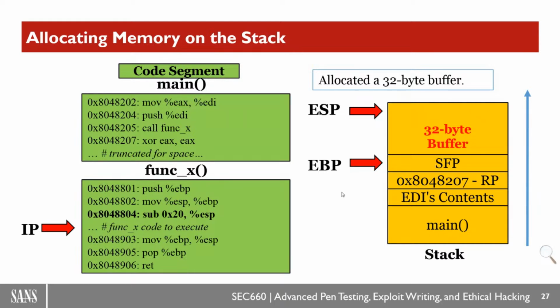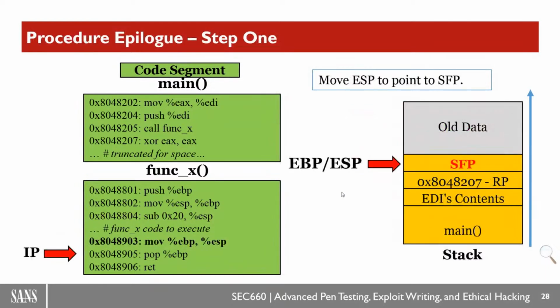Once we're done, when function X is done doing whatever it was supposed to do, we need to tear down the stack frame and restore everything. This is the epilogue of the function. The first thing that happens, we copy the address of the base pointer, which points to the frame pointer, into the stack pointer, pulling it back down, deallocating the buffer.